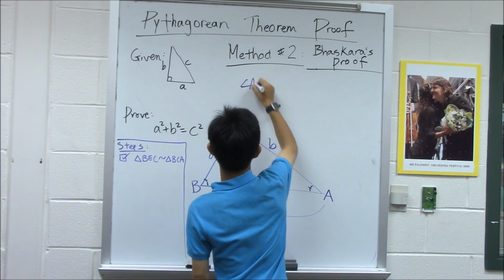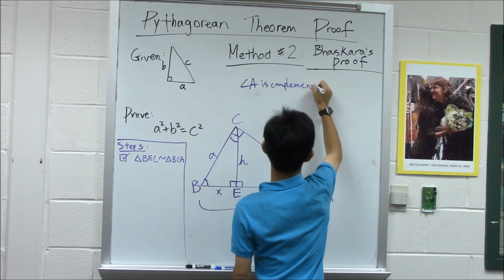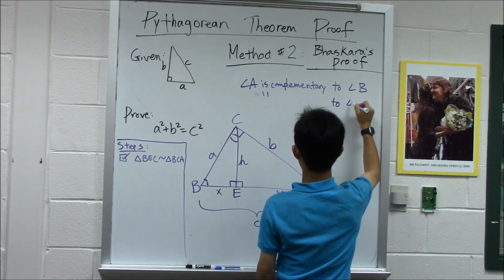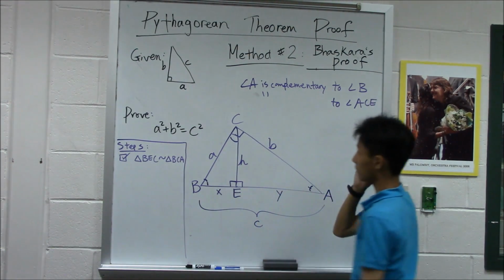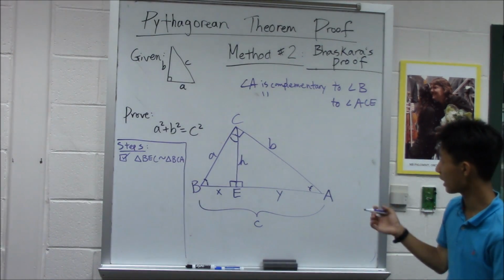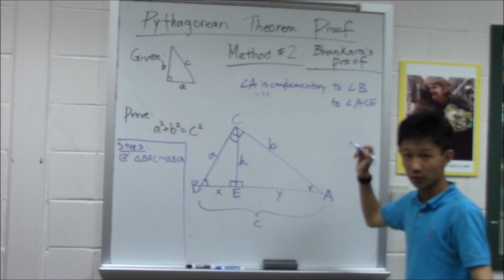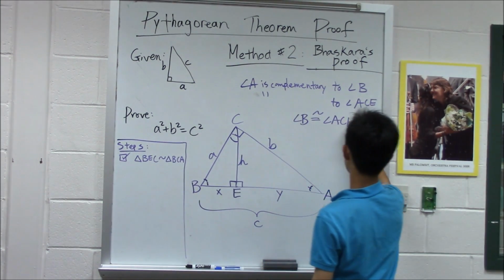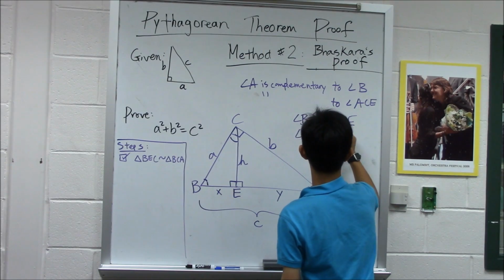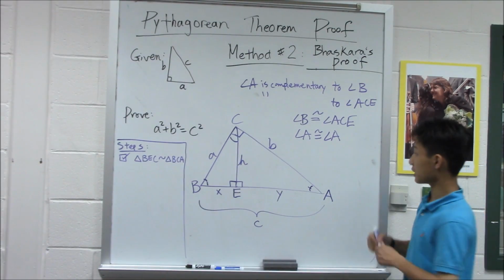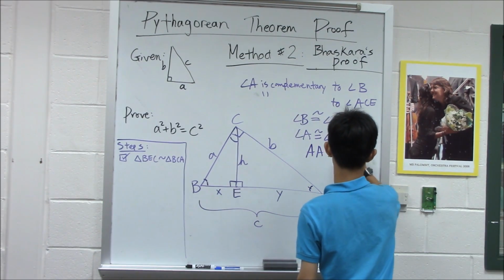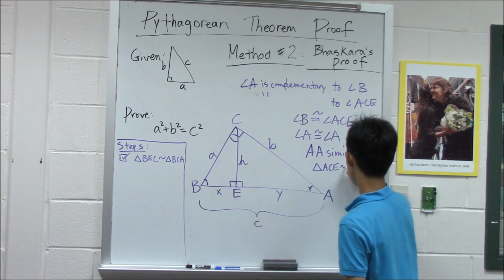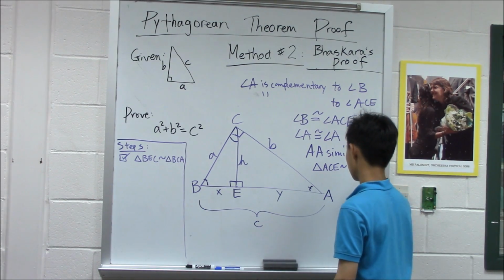Now, we know that angle A is complementary to angle B. And we also know that it is complementary to angle ACE. From here, we can have AA similarity again, because since A is complementary to both of them, these two must be congruent. Thus, angle B is congruent to angle ACE, and angle A is congruent to itself by the reflexive property. From this, we can use AA similarity again to show that triangle ACE is similar to triangle ABC.